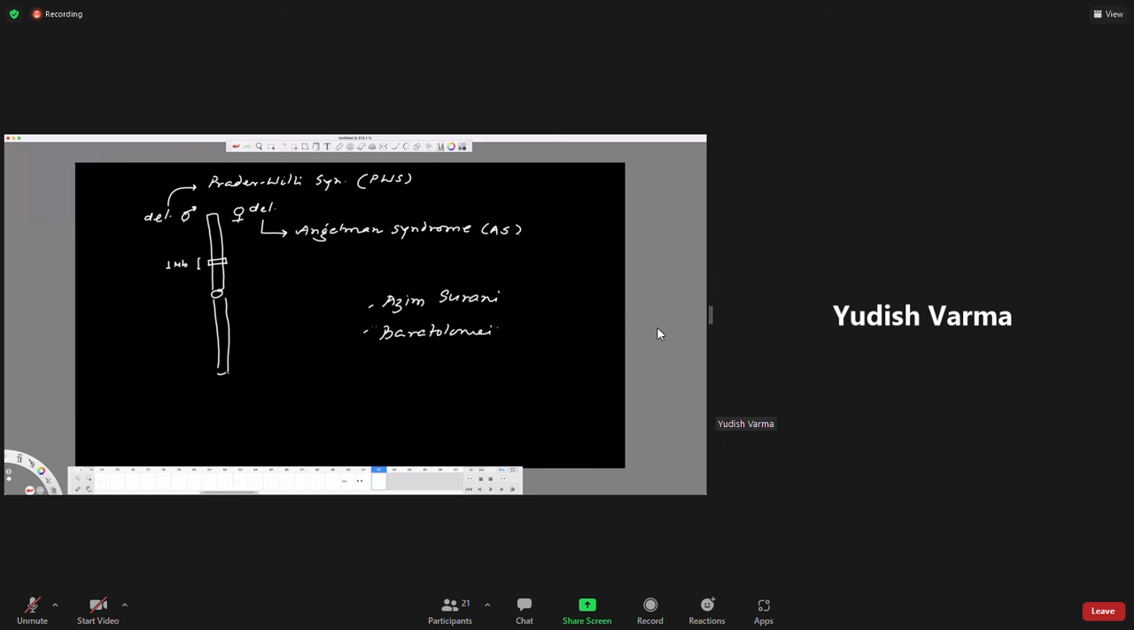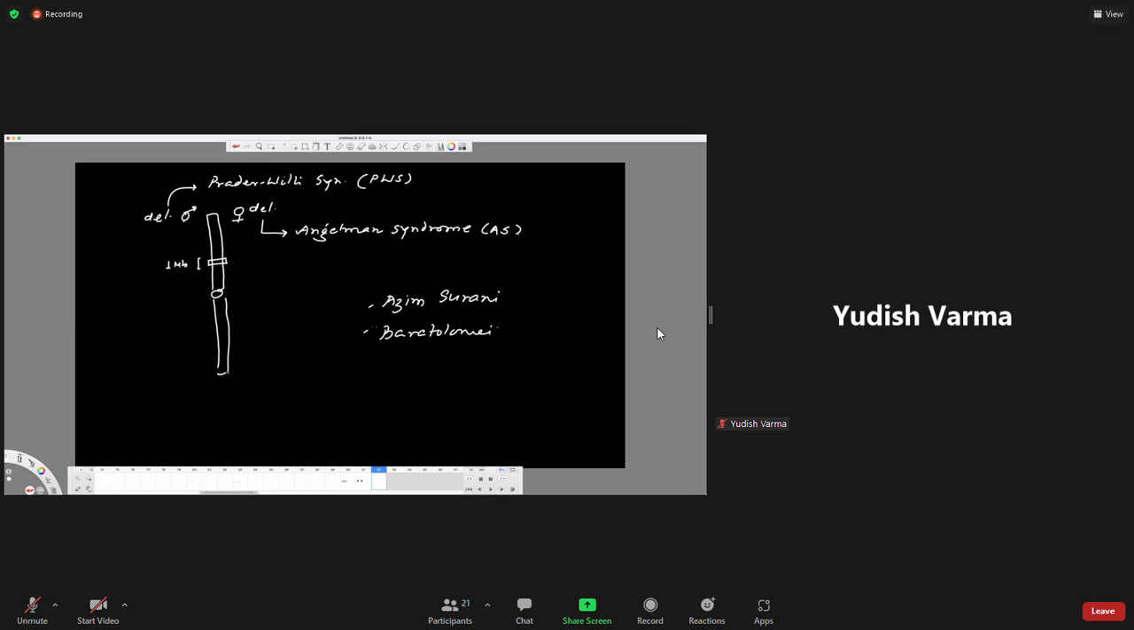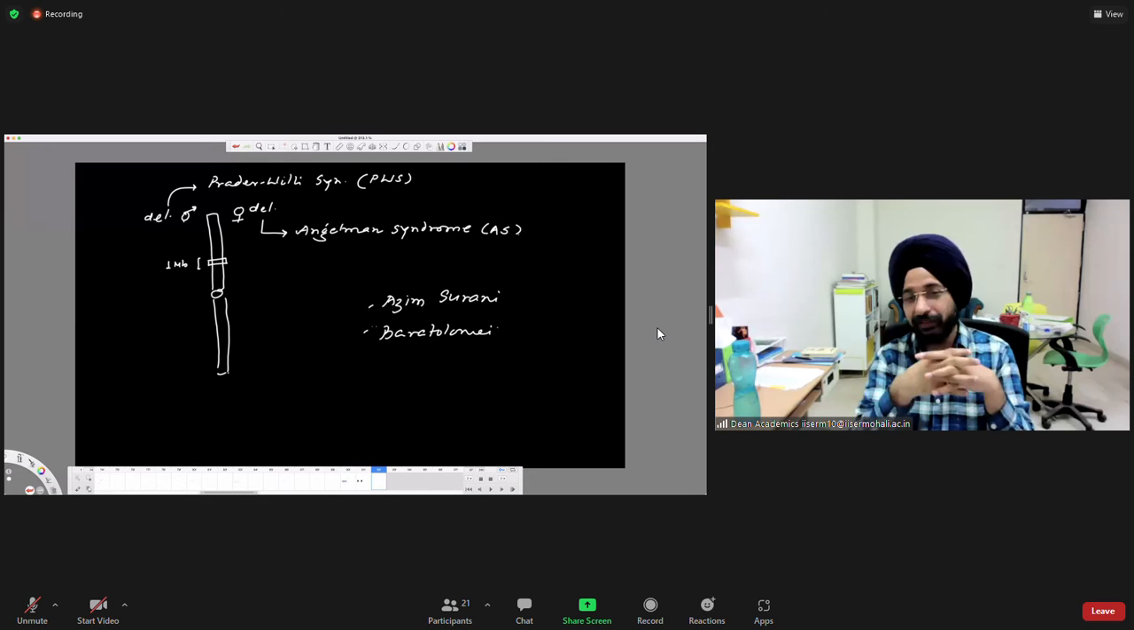The phenotype would be abnormal because there is no paternal contribution. How abnormal? It was embryonic lethal. Not only did it die, the placenta size was very, very small. It didn't develop.